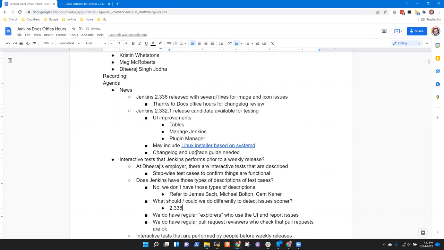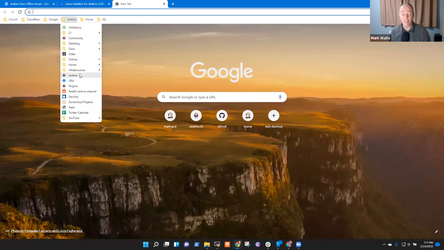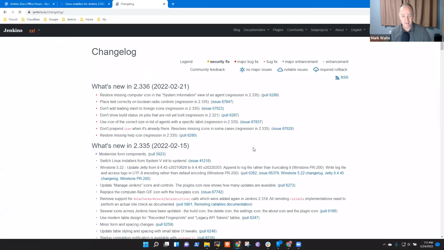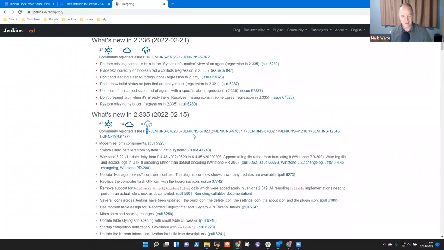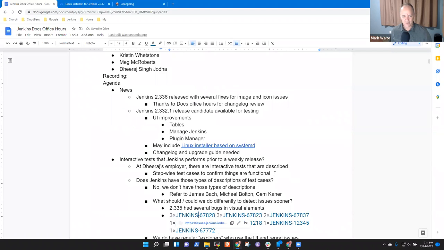So 2.335 had several bugs in visual elements. And that's sort of a first for us. It's been a long time since we had that many bugs in visual elements. If we look at the list of bugs in the changelog, you'll see that this set here gives us a hint of the kinds of bugs we had. Like those, right? If we're lucky, that will actually turn those into hyperlinks still. Oh, it does. Oh, that's good.